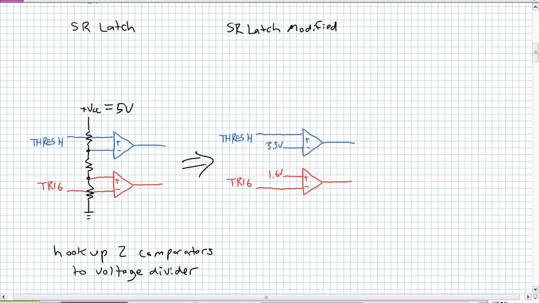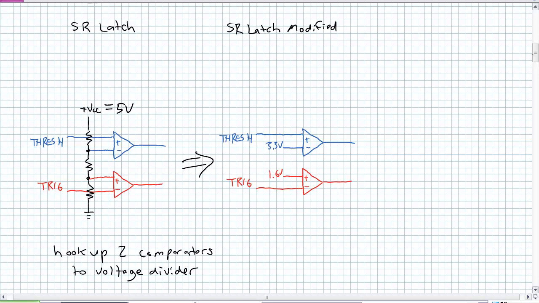Well, it's 5 volts. So regardless of what those resistors are, I know they're 5Ks. What's going to happen is the blue, i.e. the upper comparator minus input, is always going to have 3.3 volts on it, and the red lower comparator's plus input is always going to have a 1.6 volt input on it. So what is the blue comparator comparing? It's comparing threshold with 3.3.